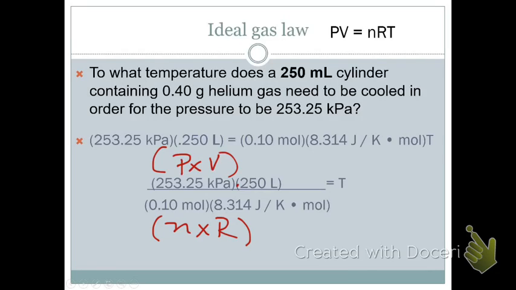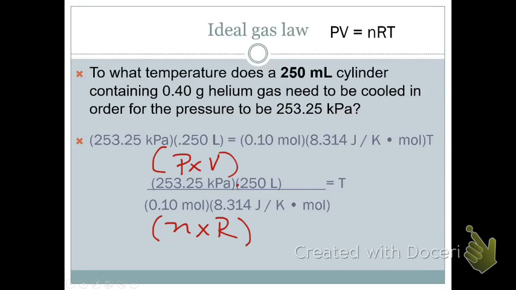Okay. Open parentheses, 253.25 times 0.25, close parentheses, divided by, open parentheses, 0.1 times 8.314, close parentheses, and that is going to give us our temperature in Kelvin. And since they made a little error here with the 0.25, I'm going to go ahead and do that calculation to make sure that it matches what's on the screen.